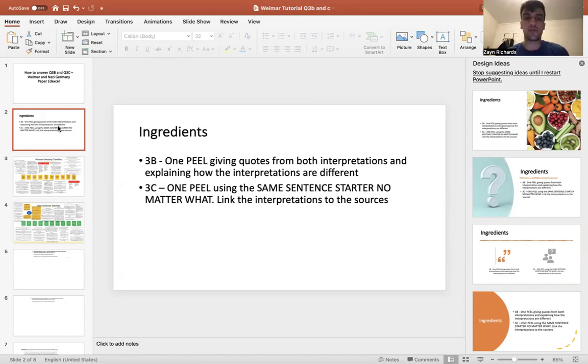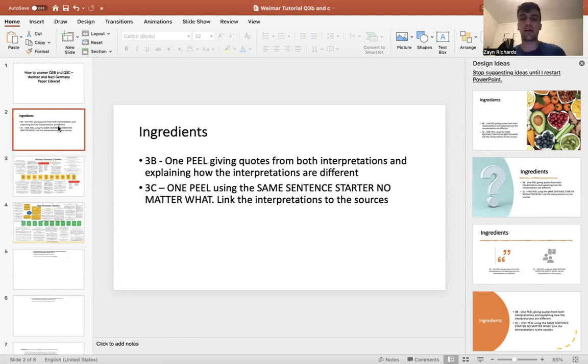This is why it's really important that we know the structures for the Weimar and Nazi Germany paper. So for question 3B, you have to give one PEEL paragraph giving quotes from both interpretations and explaining how the interpretations are different. Again, that will make a lot more sense when we actually look at the interpretations and I do the model answer for you. And then for question 3C, we do one PEEL paragraph using the same sentence starter no matter what. That will be revealed to you in a second.